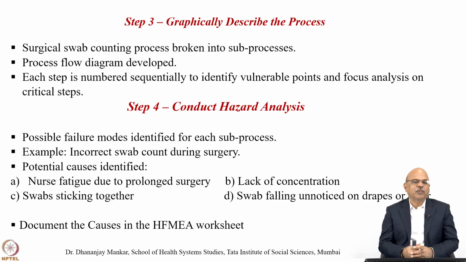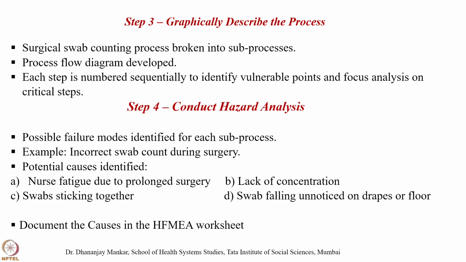In step 4, they conduct the hazard analysis, which comprises possible failure modes identified for each sub-process. An example is incorrect swab count during the surgery, which was seen as one of the possible failure modes. The potential cause identified was nurse fatigue during prolonged surgery. Might be she has taken a previous surgery and then come for the next, which has led to fatigue and lack of concentration of the team members who conducted that surgery.